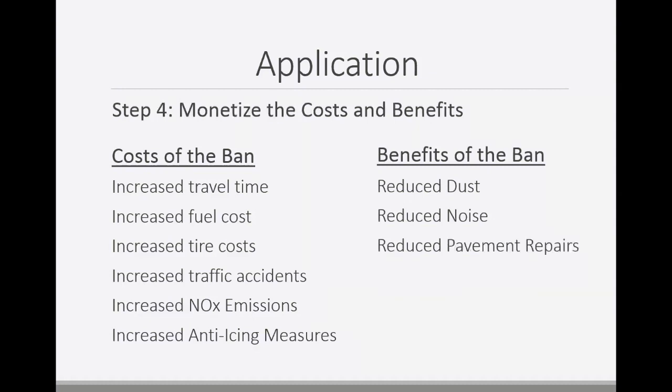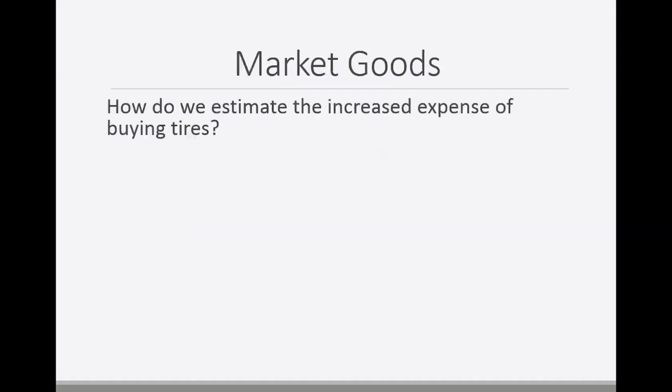As we attempt to monetize the costs and benefits, it's important to notice that some of these costs and benefits relate to a market good, while others do not. Fuel costs, tire costs, traffic accidents, anti-icing measures, and pavement repairs are all related to the price of a market good. On the other hand, travel time, nitrous oxide emissions, dust, and noise pollution are not related to market goods. So they are non-market costs and benefits. We'll first talk about monetizing market goods because that's much simpler to do.